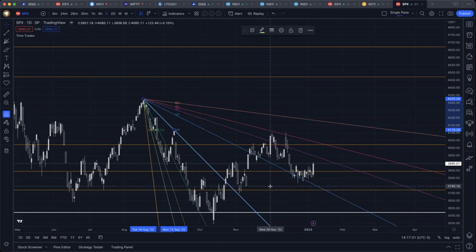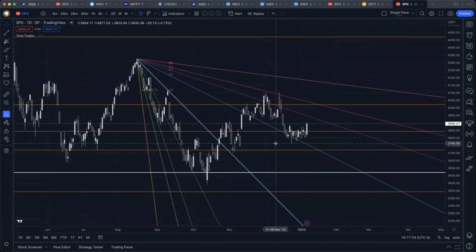So the advantage now is that we can go down to a lower time frame in TradingView, maybe a 30 minute or a 5 minute if you trade on that level, and we can still see those Gann fans because that's something Time Trades cannot do. Time Trades is daily data only.